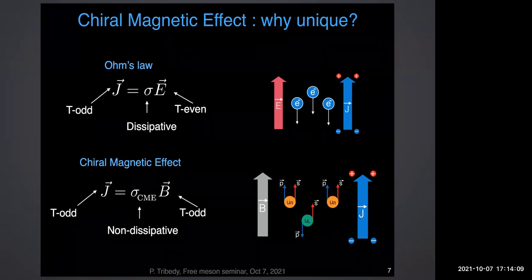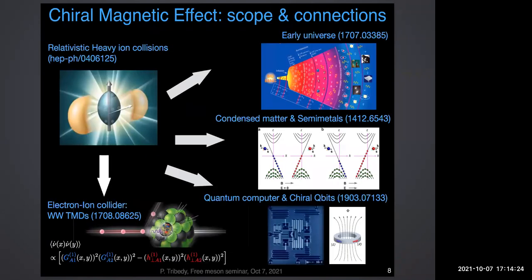So this Ohmic conductivity is dissipative. Now look at the chiral magnetic effect. This is T odd, this is T odd. So this is non-dissipative. That's very interesting by itself. And I'm going very fast.